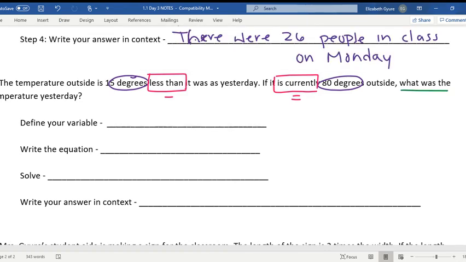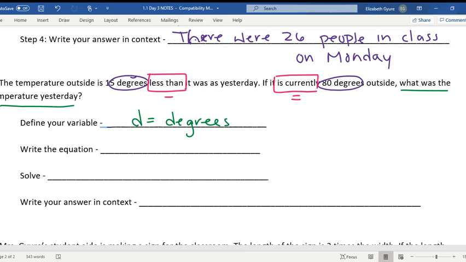Yeah, what was the temperature outside yesterday? Okay. So you could use D for degrees, T for temperature, whatever. Jaden said D for degrees, so that's what we're going to use. D equals degrees, our temperature. So write your equation.